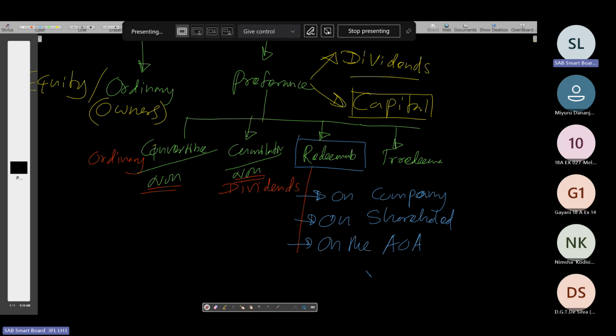Irredeemable shares cannot be redeemed. Until the winding up of the company, this type of shares remain with the company. Generally, we cannot redeem them. That's why we name them perpetual shares. Understood.